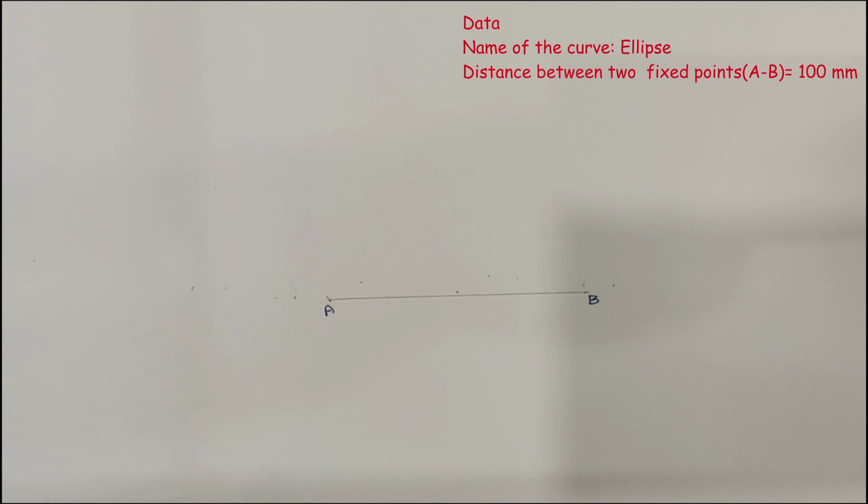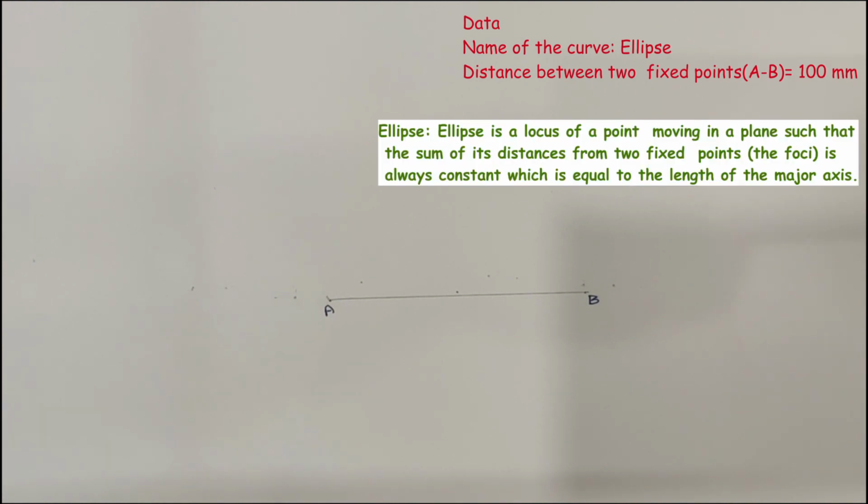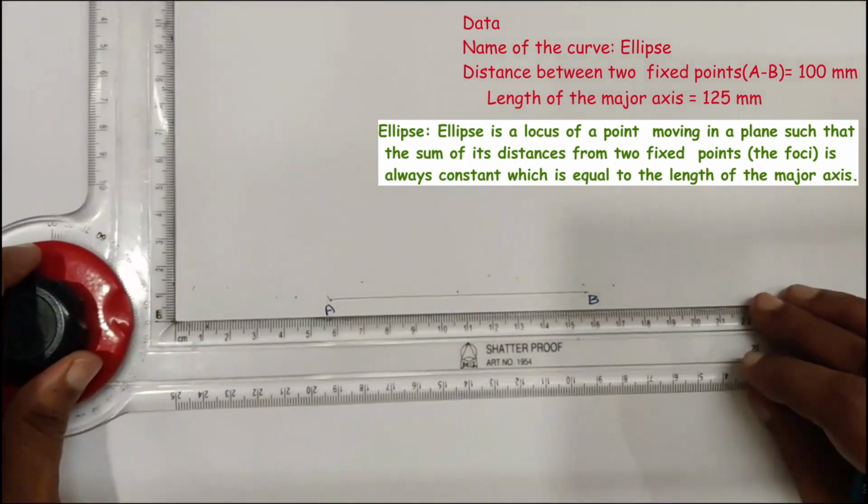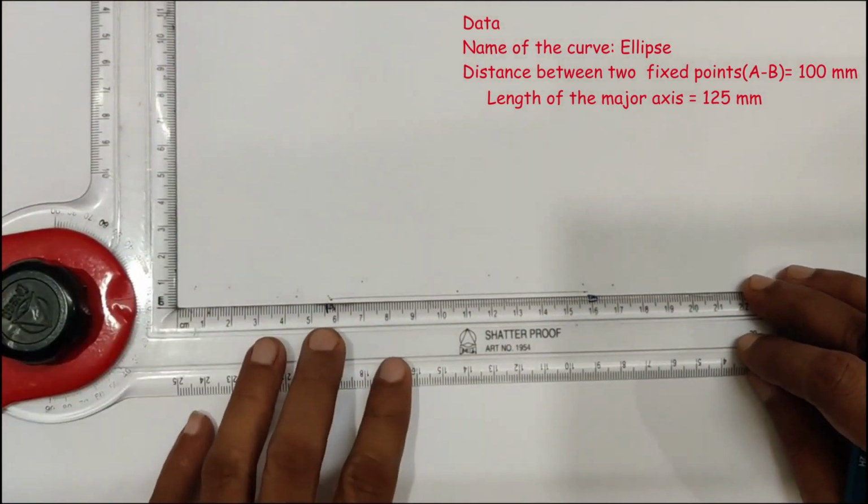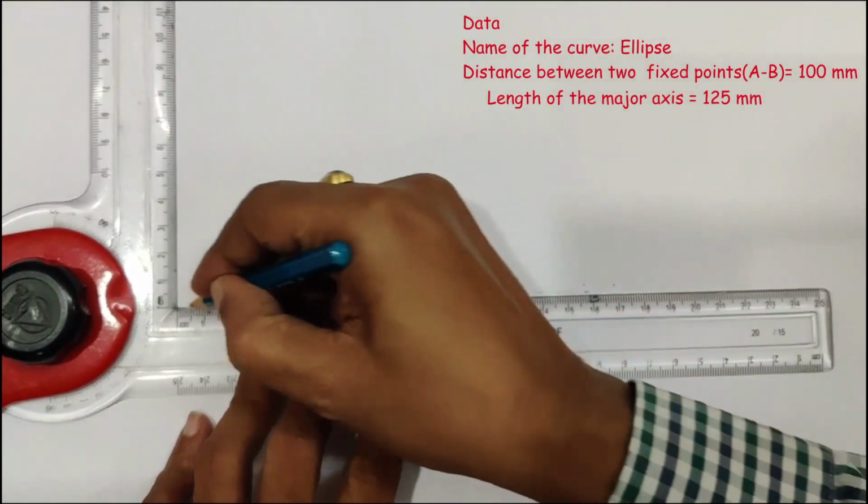In the problem, the definition of the ellipse is given. That is, the ellipse is defined as the locus of a point moving in a plane in such a way that the sum of its distances from two fixed points is always constant, which is equal to the length of the major axis, which is equal to 125 mm. Here, the major axis length is 125 mm. In order to draw the major axis, what we need to do? We need to extend the AB line in the leftward direction as well as the rightward direction.